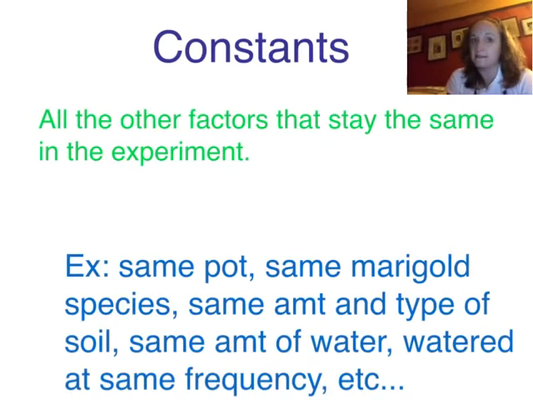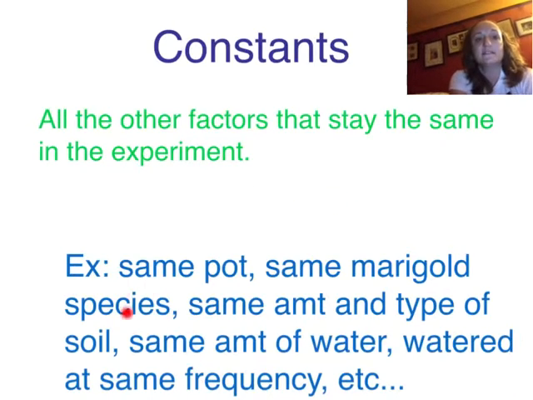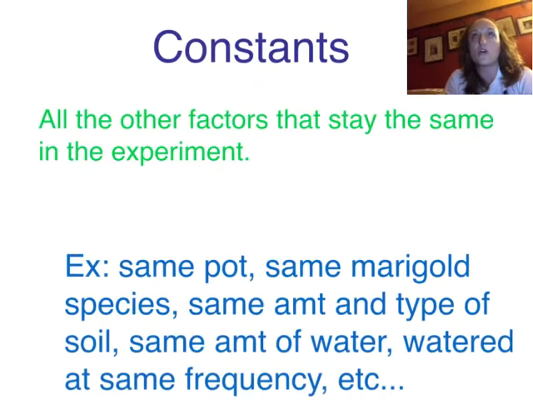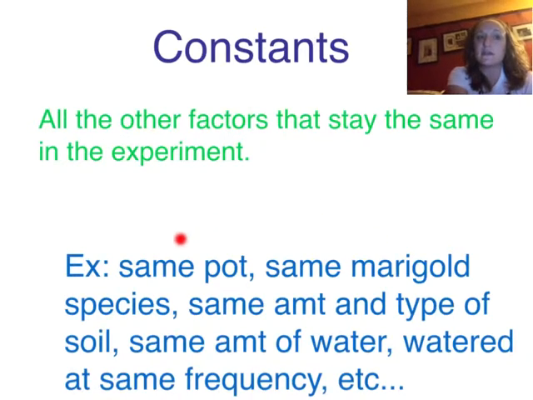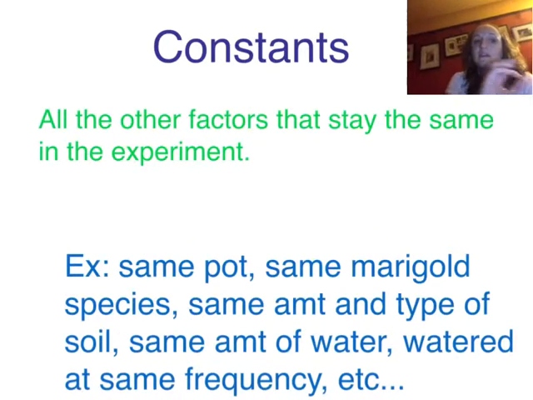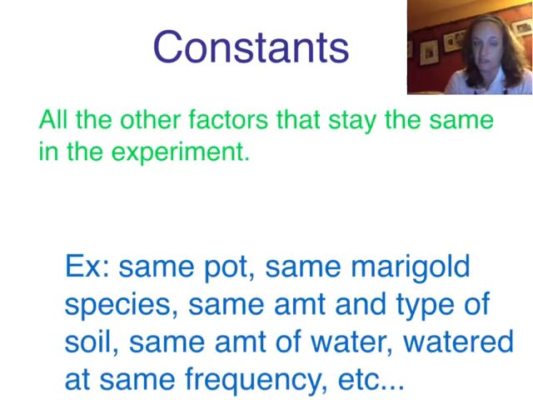We want to keep all these things the same and only change the independent variable, because if we change any of these things in addition to the independent variable, then we don't know what causes the plant size to change. We don't know if it's the light that changed it or if it was one of these things, if we change too much all at once. So all of this has to stay the same. The constants need to stay the same, and the independent variable is the only thing that changes.